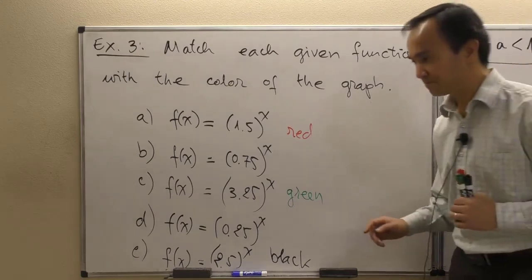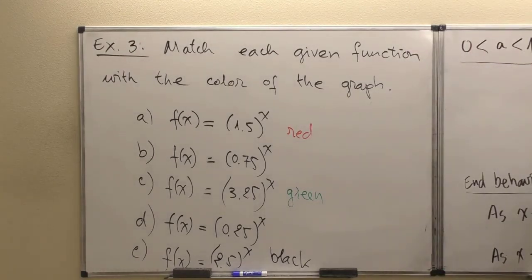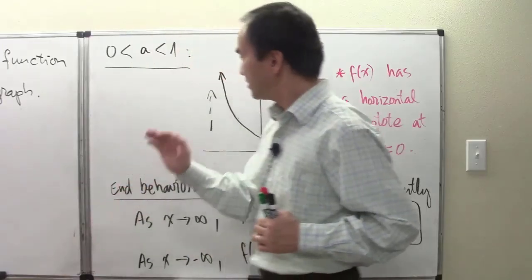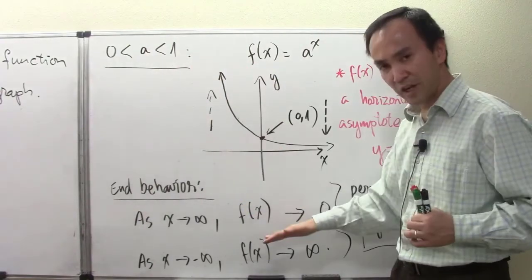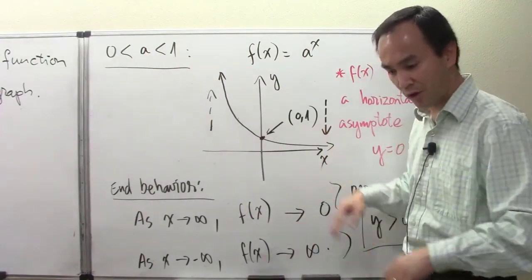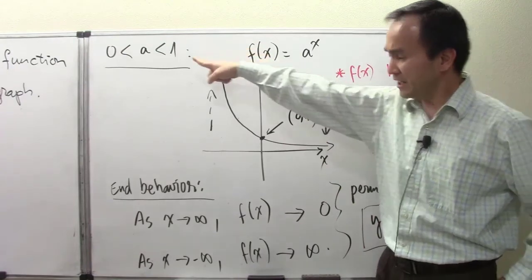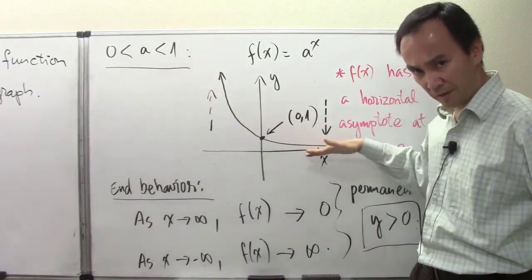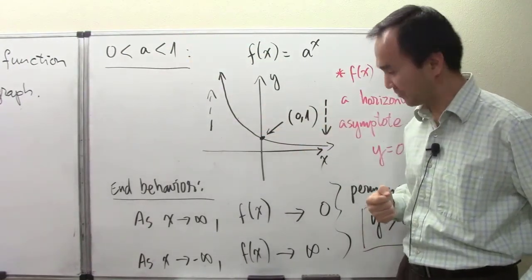So now, back in the notes that I'm still having on the board here, anytime the base is less than 1, the graph is going this way. So that agrees with the shape we have seen earlier. Okay, that agrees with that shape.